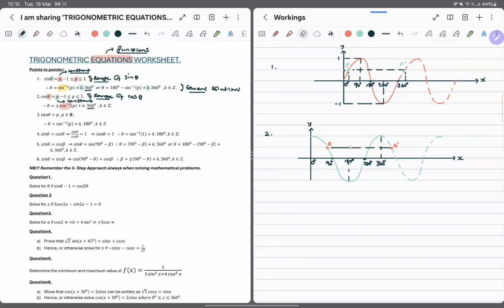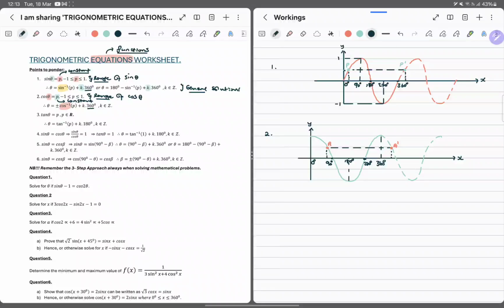Okay, I hope this is very clear, guys. So if we take the x coordinate at A prime and subtract the x coordinate at A, we will see an interval of 360 degrees. So this means if we saw this y value here, we'll only see it at exactly 360 degrees later. Okay, that's the understanding we need to keep in mind.